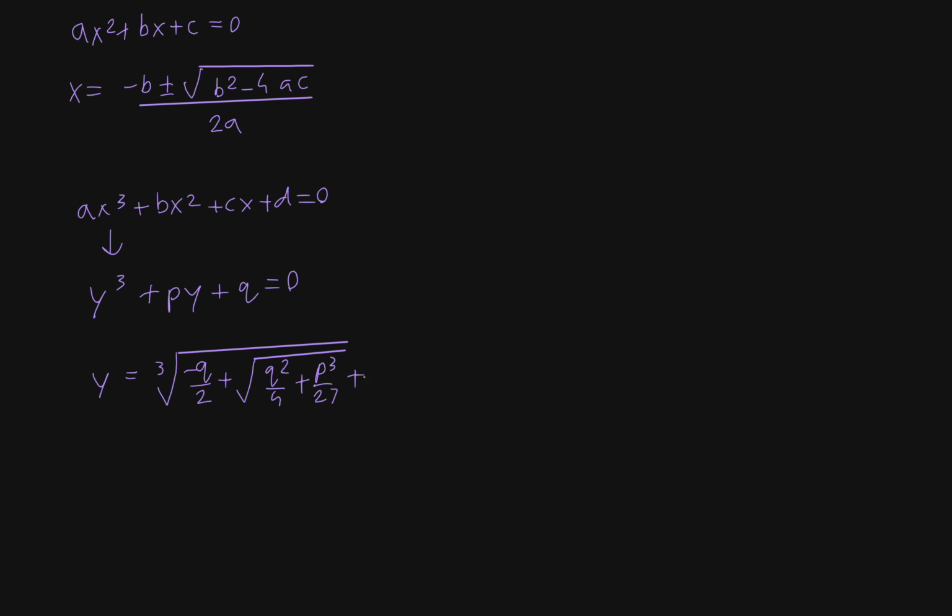and then another plus the cube root of negative q over 2, now it's minus the square root of q squared over 4 plus p cubed over 27, and nested like so. And y is actually equal to x plus b over 3a, which means that we can get x from y minus b over 3a.